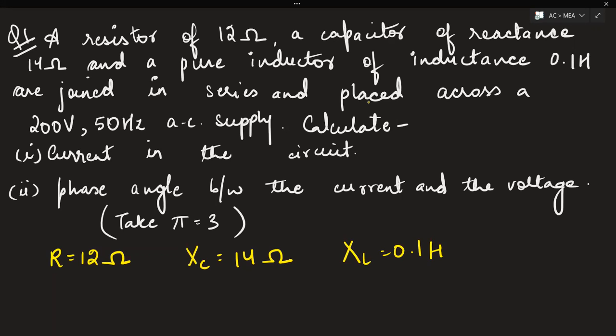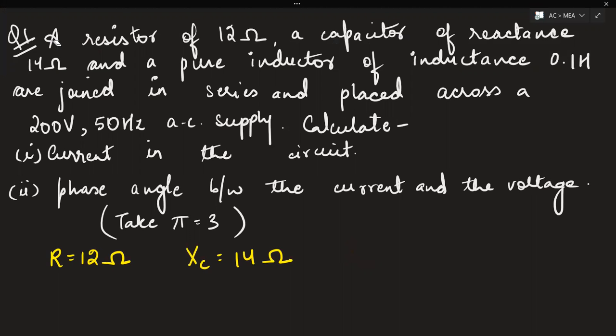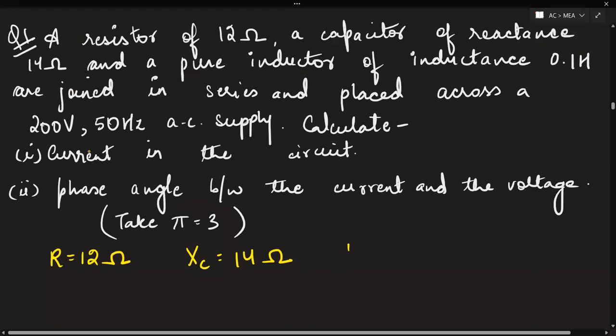Fine. Pure inductor. Oh no, this is L given. It is written 0.1 Henry. This is not resistance given. It is written pure inductor of inductance. So this is the value of L that is given. L is given as 0.1 Henry.